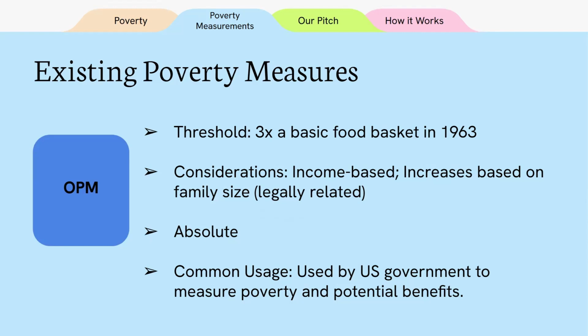Based on the 1960s threshold, the OPM considers pre-tax income and whether one can afford 3 times a basic food basket for their family, adjusting only for inflation and legally related family members. This is an absolute measure as it is the same for all people, not taking into account the other salaries in the area or any benefits they receive after taxes.